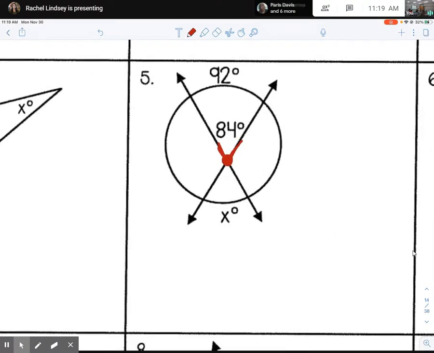So number 5, arc plus arc divided by 2 equals angle. So what's one of my arcs on number 5? 92. What's my other arc? X. So arc plus arc divided by 2 equals the angle, which is 84.